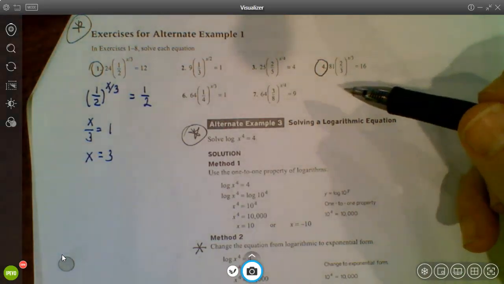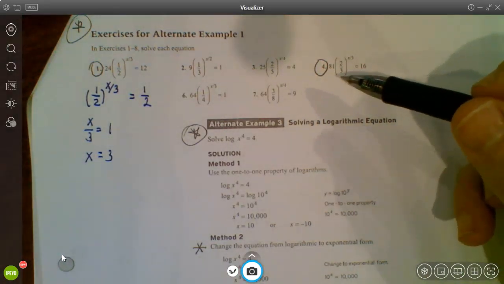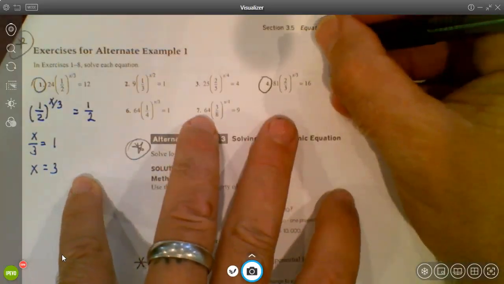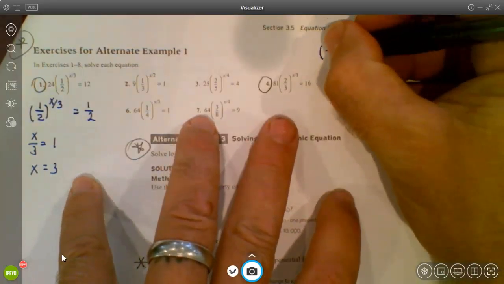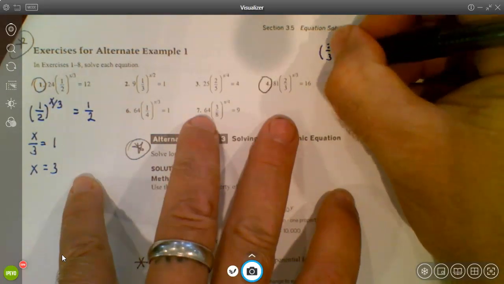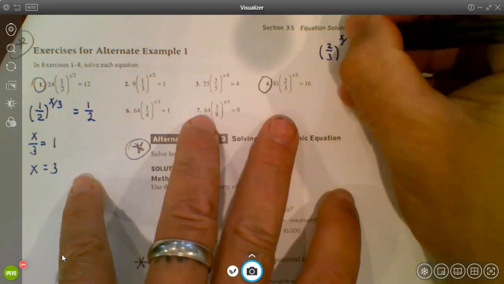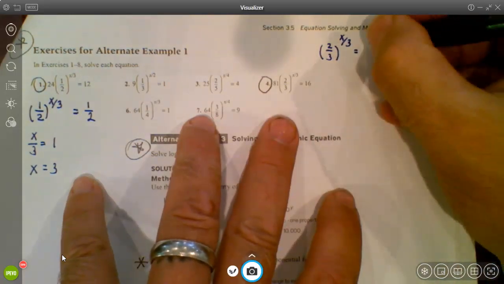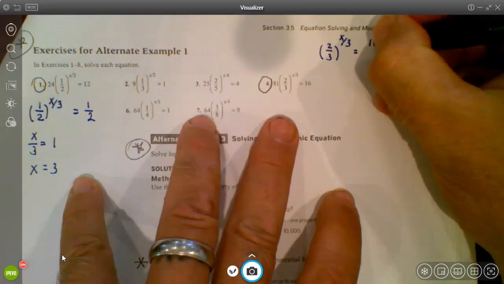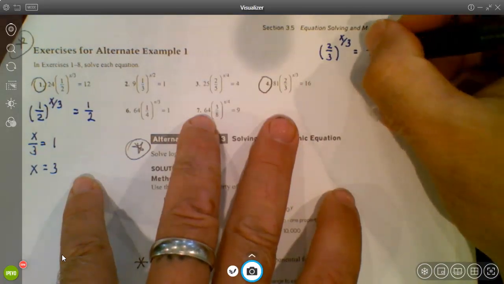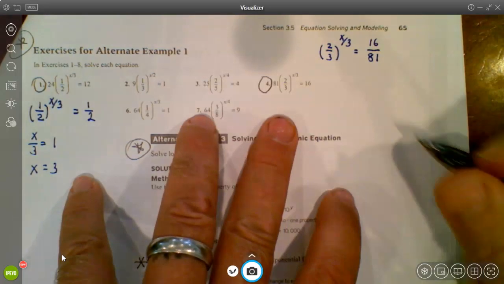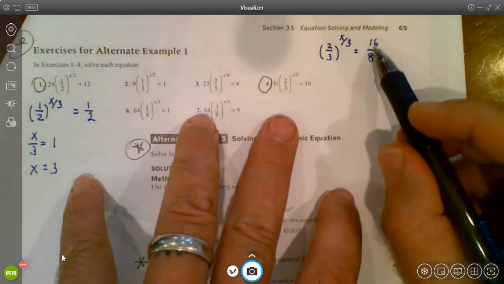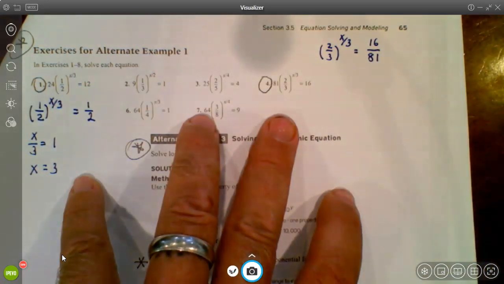So take a look at this guy. Again, similar beginning to this. We're going to divide the 81 over to the other side. So I'm looking at my 2/3 to the x over 3 power. On the other side, I got my 16 over 81. And I would reduce that if it were possible, but that cannot be reduced. So the goal is, how can I write this to have the same base as this? So I need this to be 2/3 to some power.